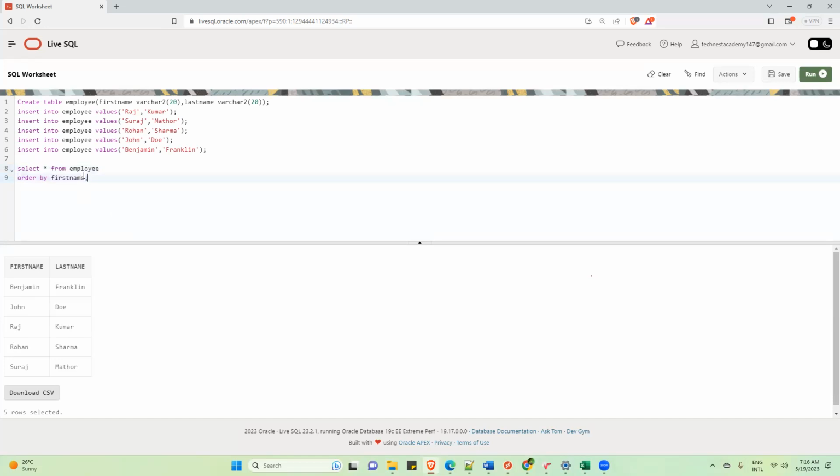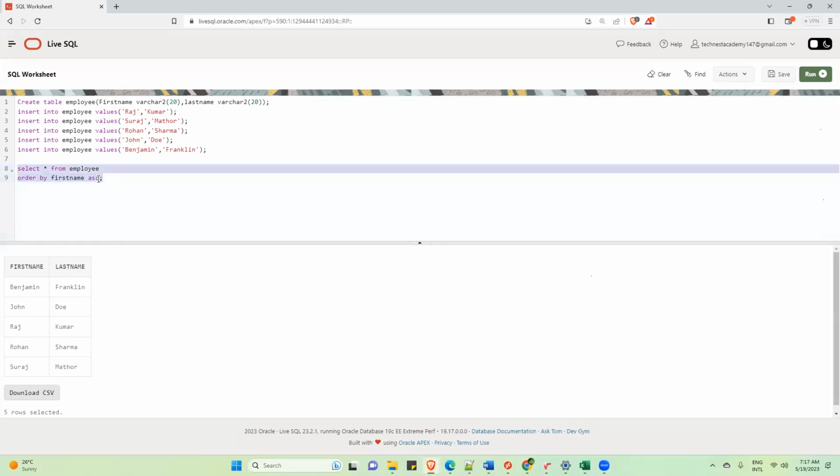You can ask the question here: I have not mentioned ascending or descending, so how is it sorted in ascending order? If you do not write anything, by default the engine will sort the data in ascending order. But if you want to write, you can write ASC, which again means the same thing: sort the data in ascending order. Hope this is clear. Is this clear, everyone? Any question? Okay.